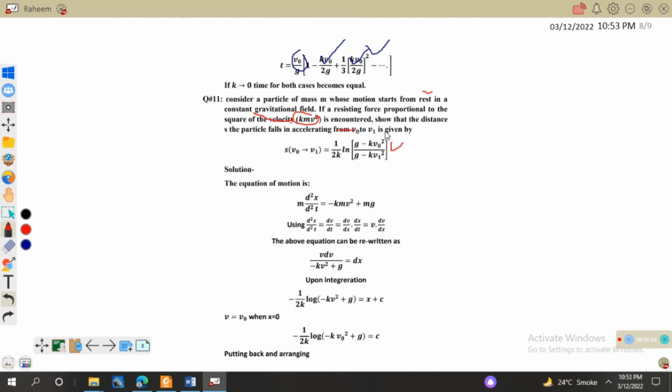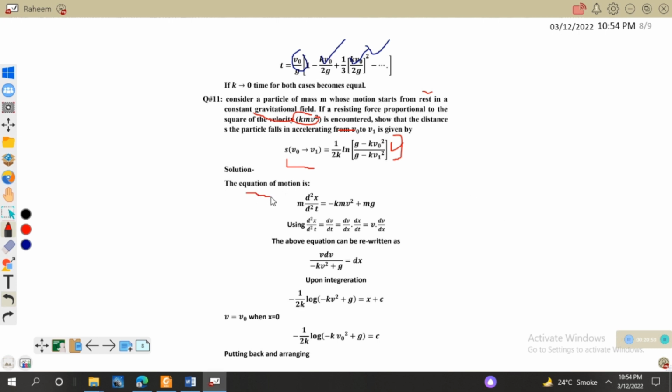If the body starts its motion from rest, it means we ask how much distance it will cover when its velocity changes from v naught to v1. So we have to show this: when its velocity goes from v naught to v1, it will cover this distance.